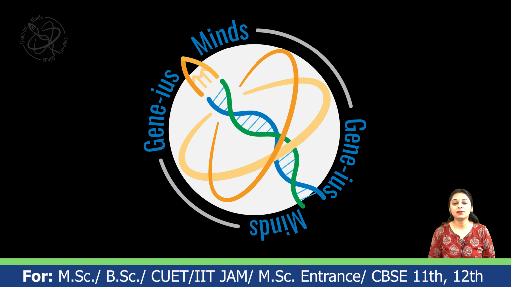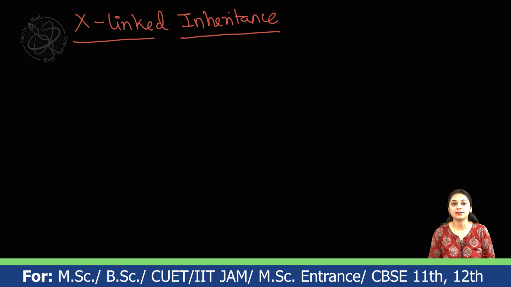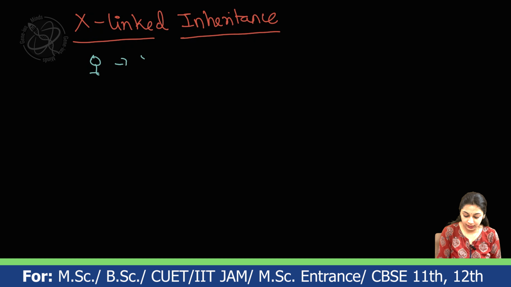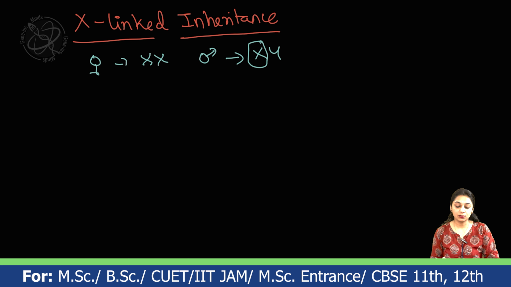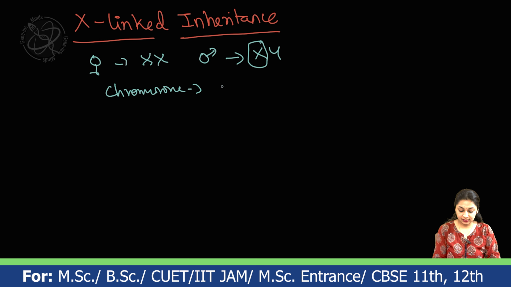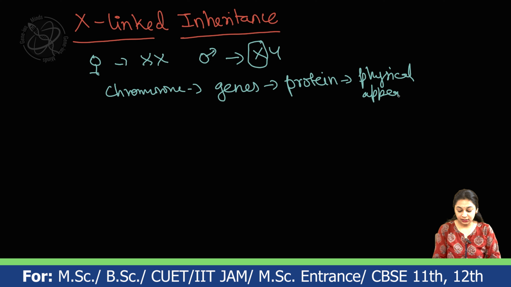In today's lecture, we are going to learn about the X-linked inheritance pattern. When we talk about the X chromosome, in females there are two X chromosomes, and in males there is a single X chromosome. In the chromosome there are different genes, and these genes code for different proteins, which result in different physical appearance, or it can lead to some proteins which are involved in different processes.